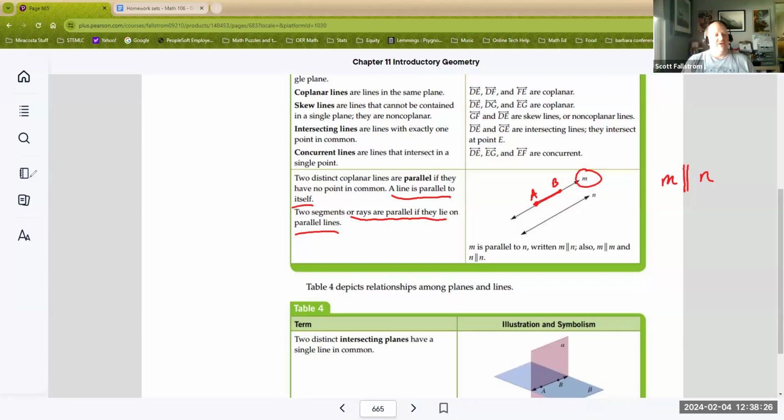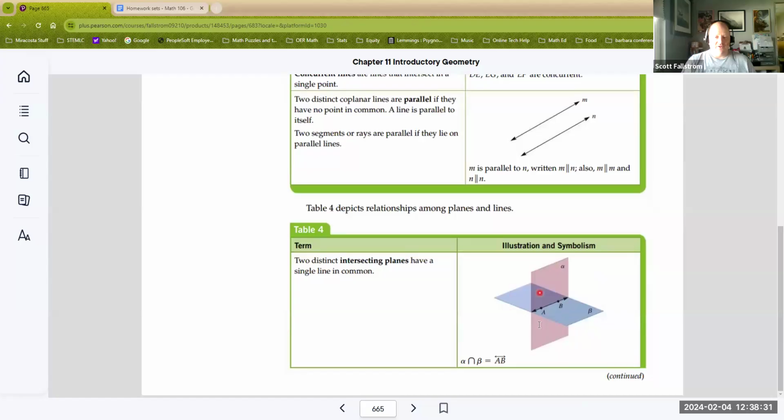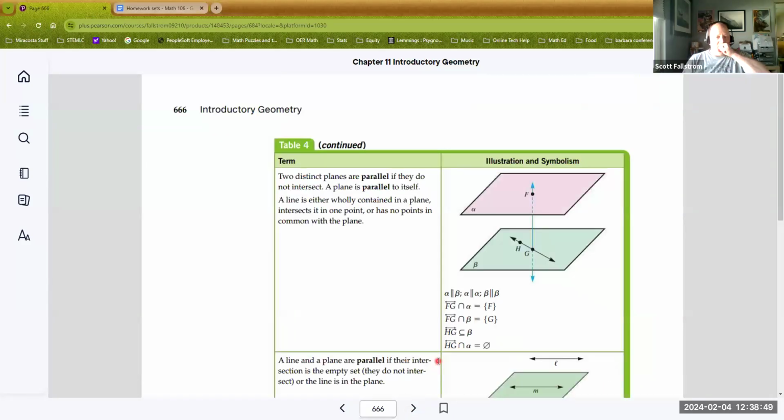Next up, now we deal with three-dimensional. So that was two-dimensional, but now let's take a look at three-dimensional. I just asked you to think of two distinct intersecting planes. That's like the ceiling and a wall in your room. They will intersect at a single line. Those are called intersecting planes. Two planes are parallel if they do not intersect. So again, that kind of gives you a direction of a plane.